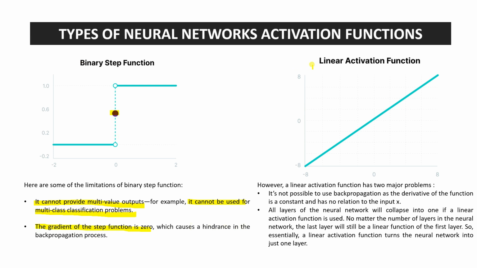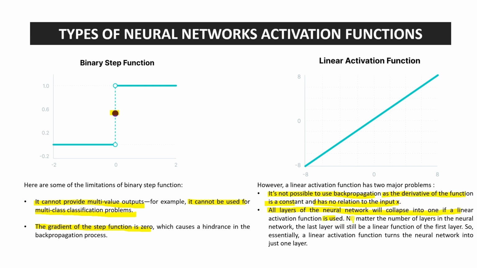The second one is the linear activation function. However, a linear activation function has two major problems. Number one, it is not possible to use backpropagation, as the derivative of the function is a constant and has no relation to the input x. That's what's called the no activation function as well. All the layers of the neural network will collapse into one, so a non-linear activation function is used.